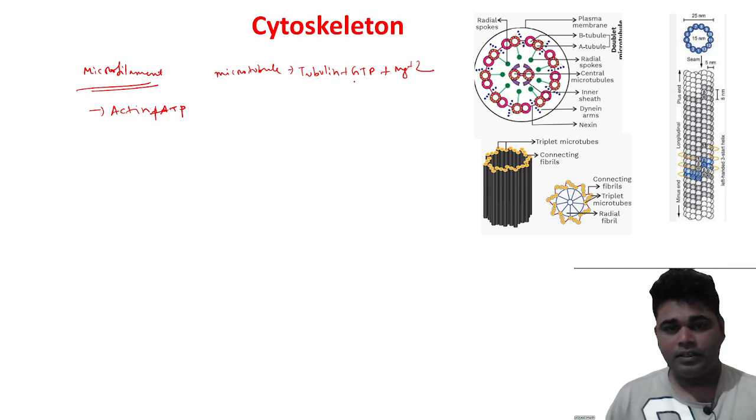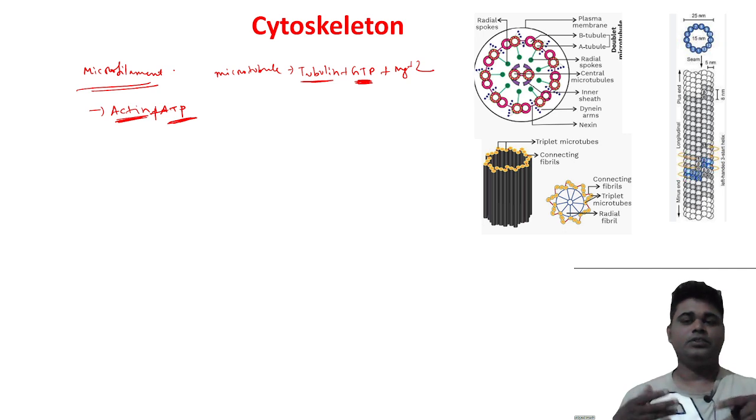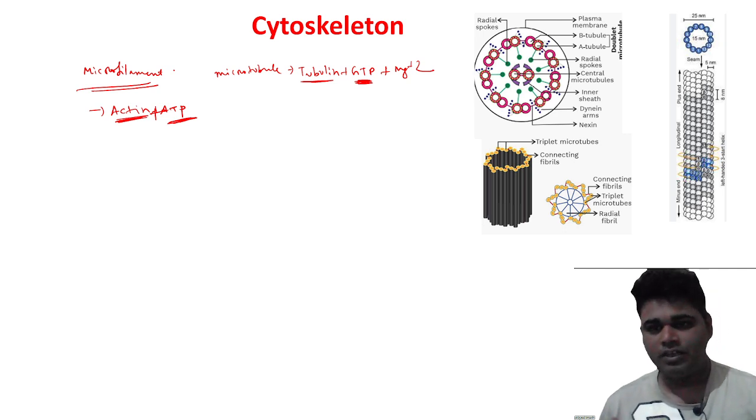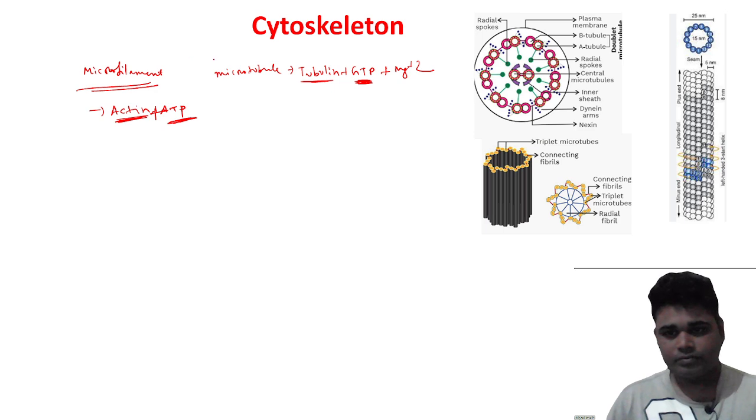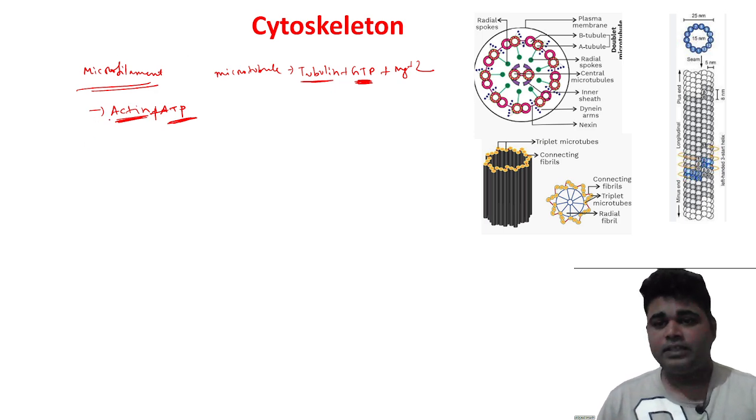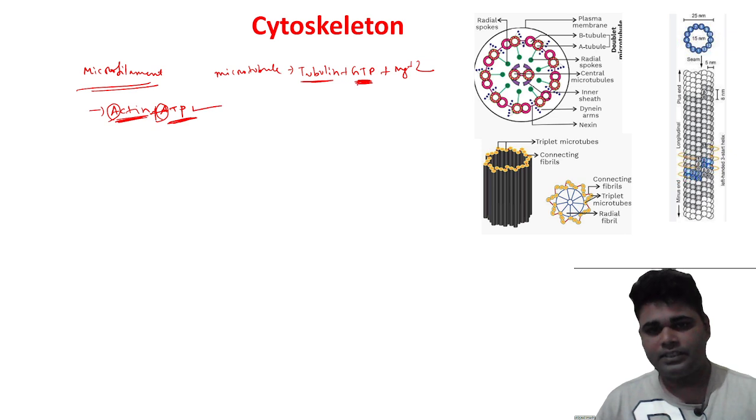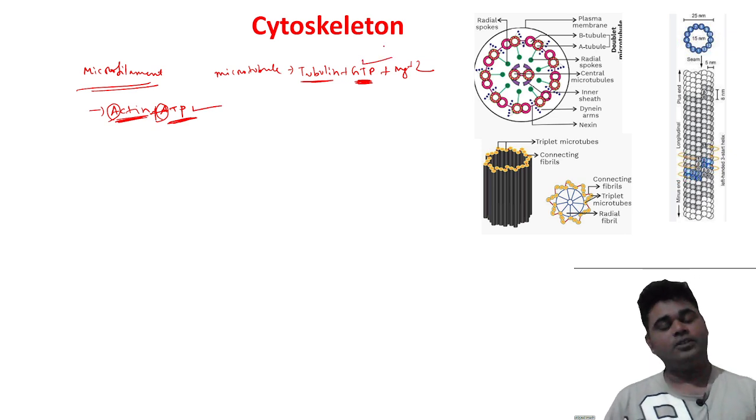But here importantly GTP is present and here ATP is present, and here tubulin is present and here actin is present. So this is the main difference between the structure of the microtubule and the microfilament. And you can memorize like here A for actin, A for ATP, if you confuse between the ATP and the GTP. But importantly, ATP is present in the microfilament and the GTP is present in the microtubule.